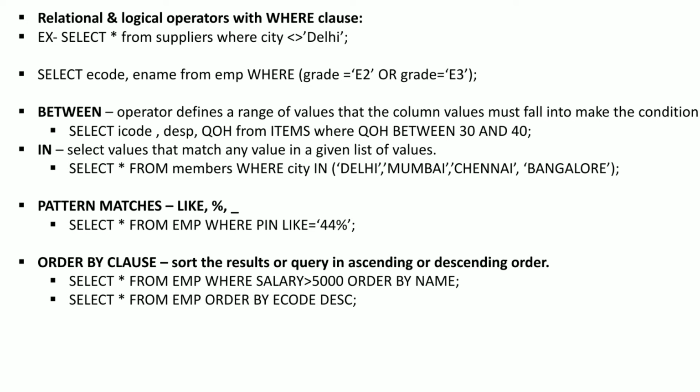Order by clause. The order by clause sorts the result of a query in ascending or descending order. It is again an important clause. By default, it shows the data in ascending order, that means A to Z. If you want to arrange the data in descending order, then you have to write the query like select star from EMP order by ecode DESC. That means you have to put the DESC keyword at the end of the query.